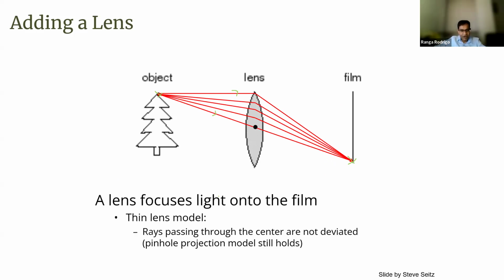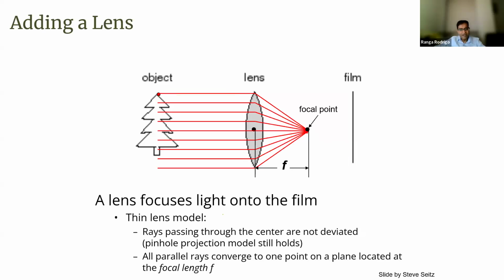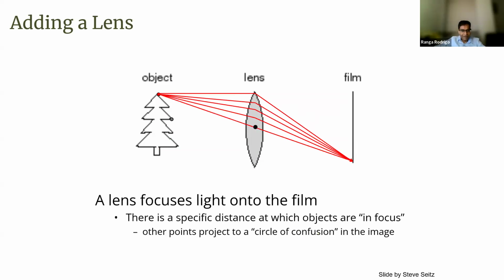So this is called the thin lens model. Rays that pass through the center are not deviated. This is called the pinhole projection model still holds. So this is called the focal length, as we know. Parallel rays go and strike there, at the focal length. The lens focuses light onto the film.